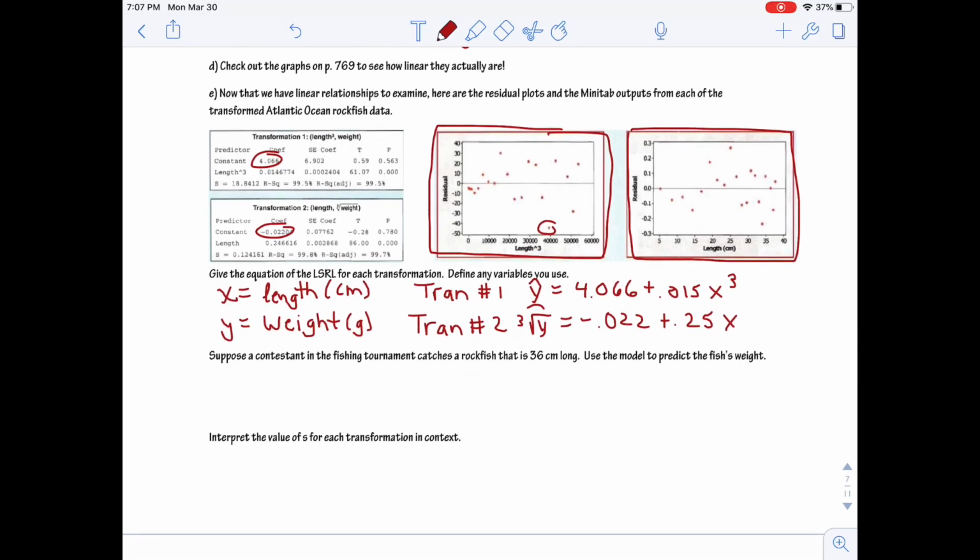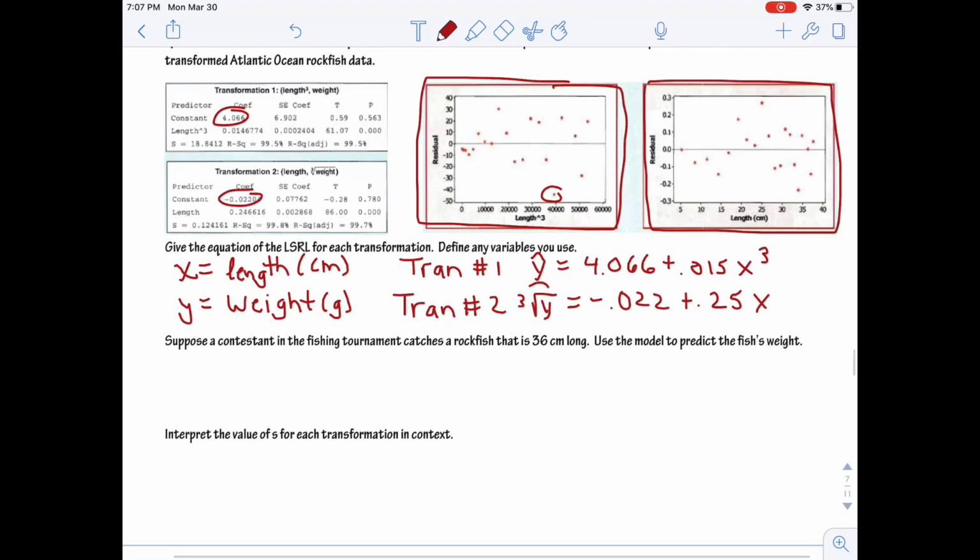Suppose a contestant is fishing in the fishing tournament, catches a rockfish that is 36 centimeters long. Use this model to predict the fish's weight. So for the first one, it's pretty easy. Okay. Y hat equals 4.066 plus 0.015 times 36 cubed. Okay, we go and do that. We end up getting 703.906 grams. So that's pretty straightforward there.